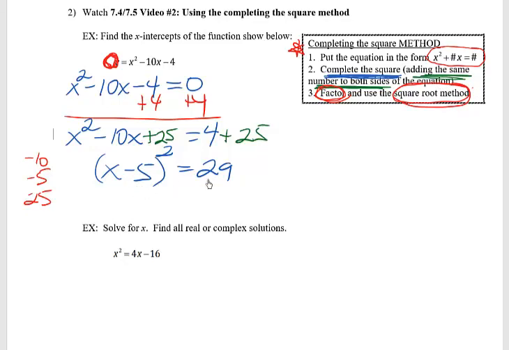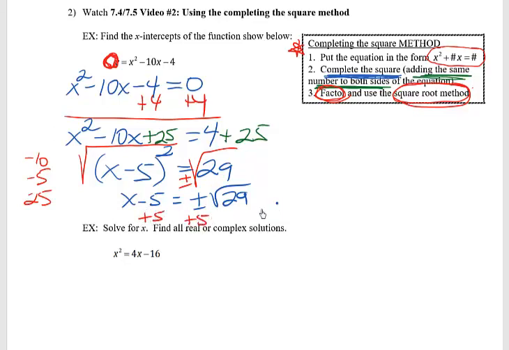How are we going to finish this off? Well, we already have the base and power isolated over here on the left, so I think we can immediately go to the square root step. Square root, don't forget the plus or minus. And then on the left, I have just x minus 5. On the right, I would simplify that square root if I could, but there are no perfect squares that go into 29, so I'm stuck. And I finish it off by simply adding 5 to both sides. And so we get, as our final answers, 5 plus or minus the square root of 29. Remember, that represents two different answers.